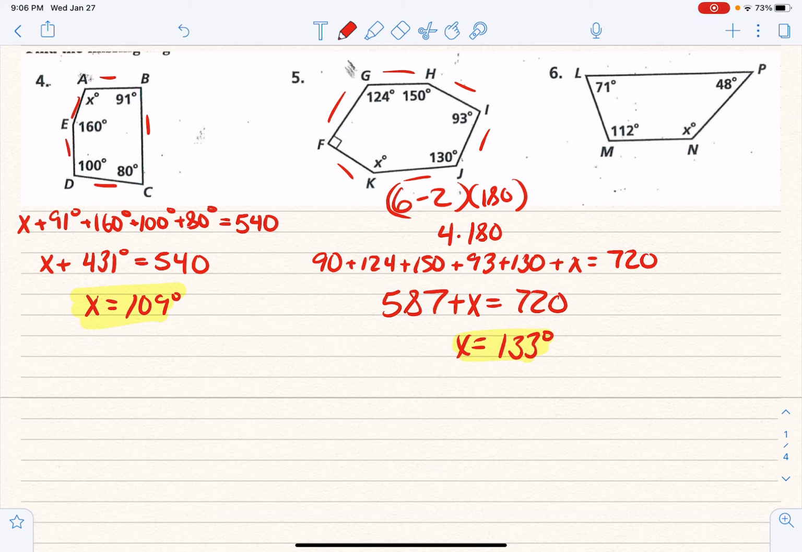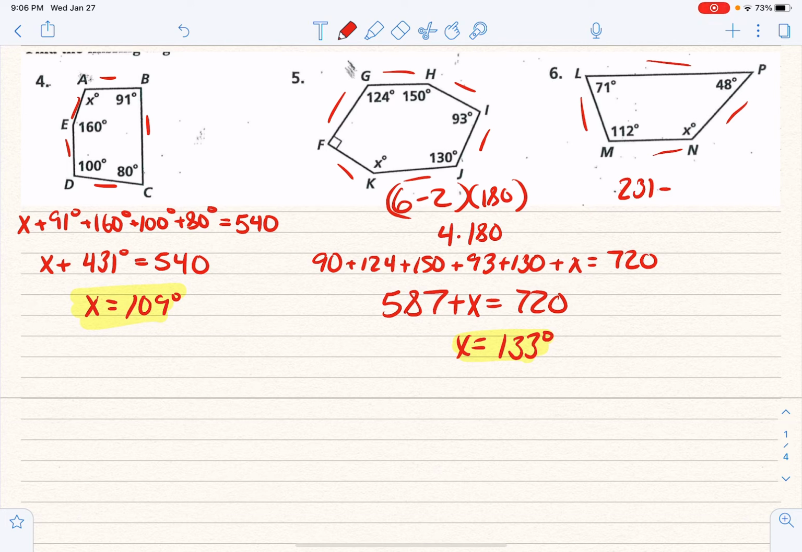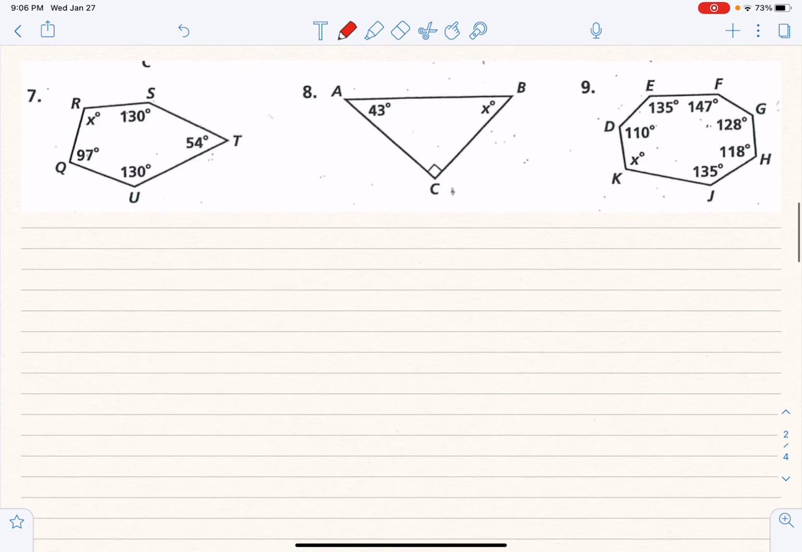Last one here. This is a four-sided figure, 1, 2, 3, 4. The total interior angles add up to be 360. So we add up all of this. 71 and 48 gives me 119 plus 112 more gives me 231 plus x equals 360. Subtract that, and I get that x is equal to 129 degrees. All right, moving on.